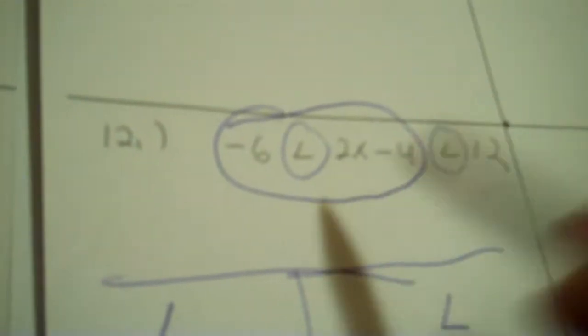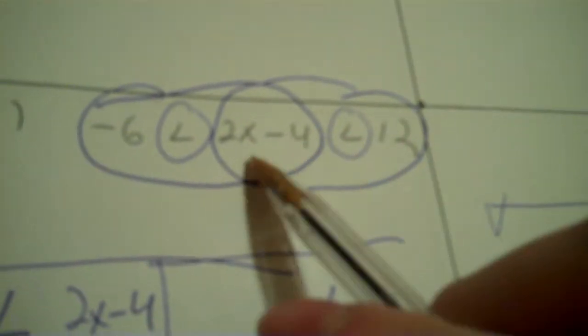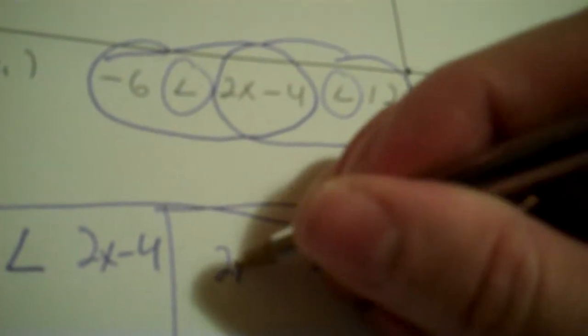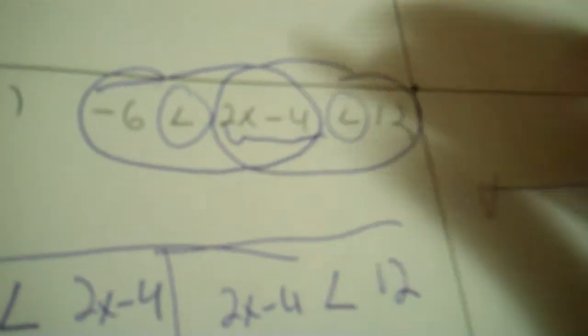Okay, number 12 is the same thing. You need a table and a number line. So here's what you put on. You put the less than on one side, you put the less than on the other side. On one side, you put negative 6, and then you put 2x minus 4. On the other side, you're obviously going to put the 12 and then the 2x minus 4 again. Do the overlapping circles, because then you'll see that it goes on both sides.